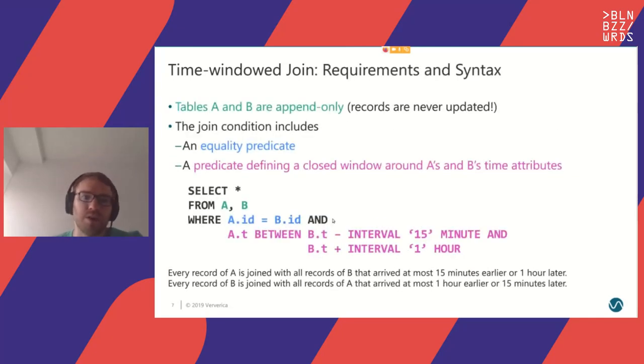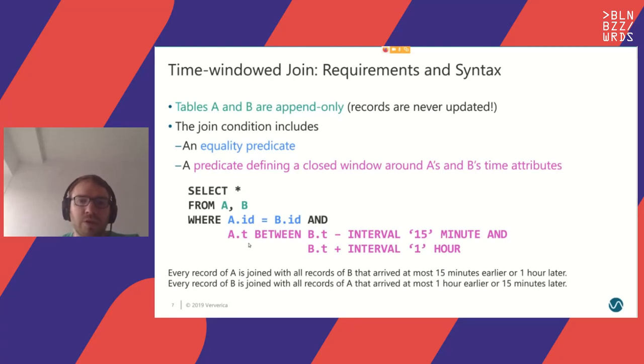The syntax for this is also just standard SQL syntax. However, you need to write the join in a certain way, giving an appropriate join condition such that Flink will understand these intervals and ranges. So if you specify a query like this, A and B should be tables that are append only, so they only receive new records or never update any records. Then there needs to be some kind of equality predicate. So here we join on some ID, and then there is a predicate that defines a closed window around the time attributes of A and B.